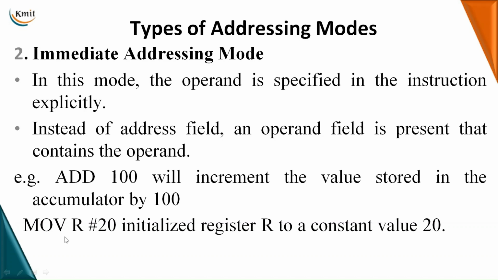And for example, move R 20. It initializes the register R to a constant value 20. So, apart from the opcode, the address part contains a value which is called an operand field. This address part contains an operand on which the particular operation has to be performed. So here the operand is specified explicitly. This is the immediate addressing mode.